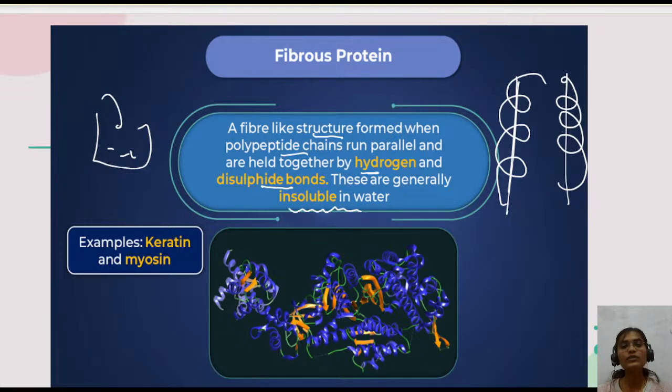So it's very important that fibrous proteins are insoluble in water. Better to connect the dots: keratin is a fibrous protein and insoluble in water. Myosin is also present in our muscles. So this is the fibrous protein.